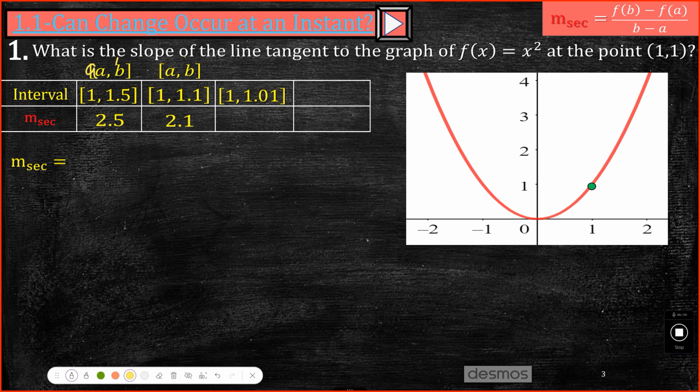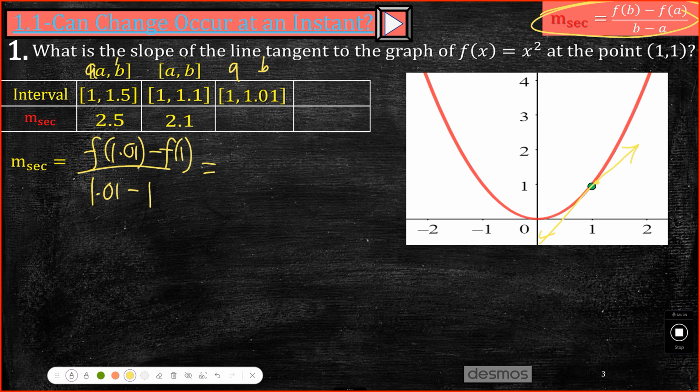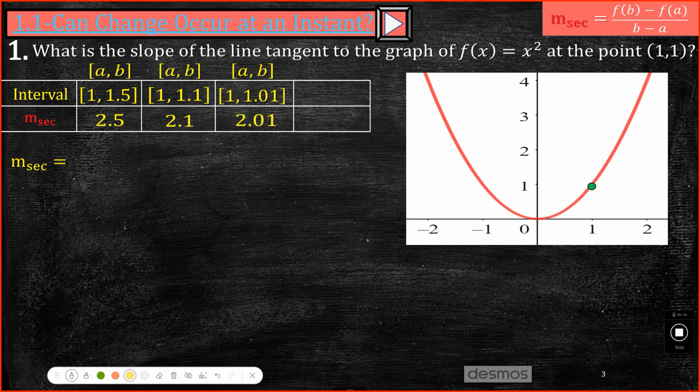What if we get this point even closer, which I can't even draw here, so close to each other that it almost gives you the slope of that tangent line. We go back to the equation given here, just plug it in, and m secant will be, now this is A, this is B, 1.01 minus 1, and then f of 1.01 minus f of 1. Put all that in a calculator and you're going to get 2.01. As you notice, the slope is getting closer and closer to a number. If you think about money, $2.50, then $2.10, then $2 and a penny, it's getting closer to maybe $2.